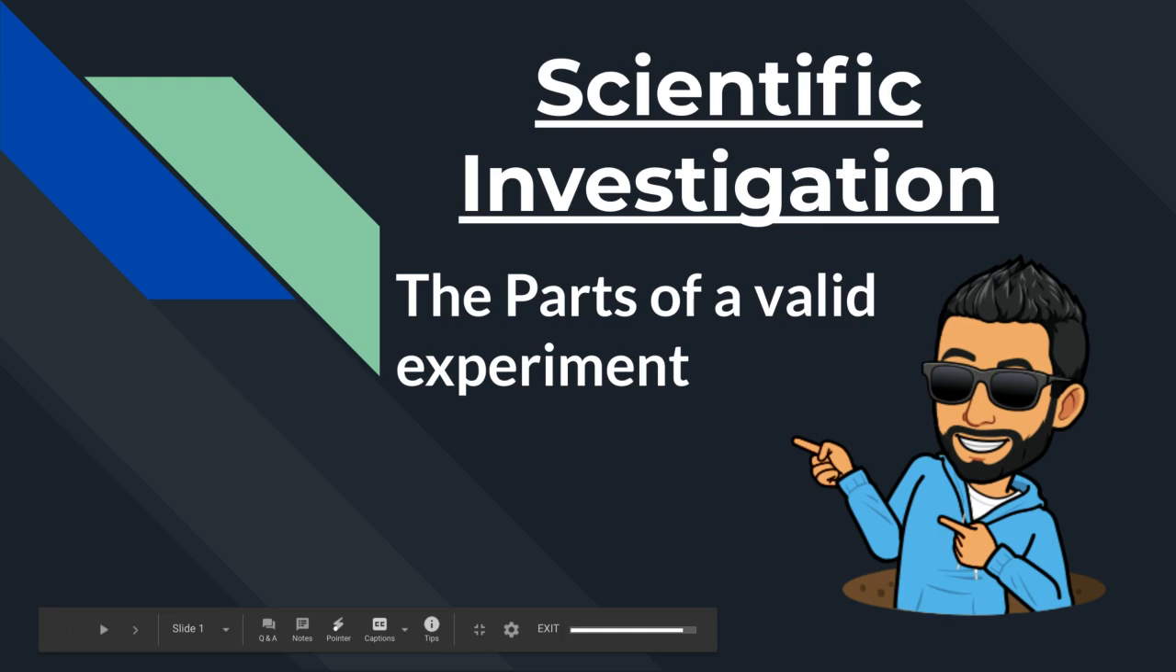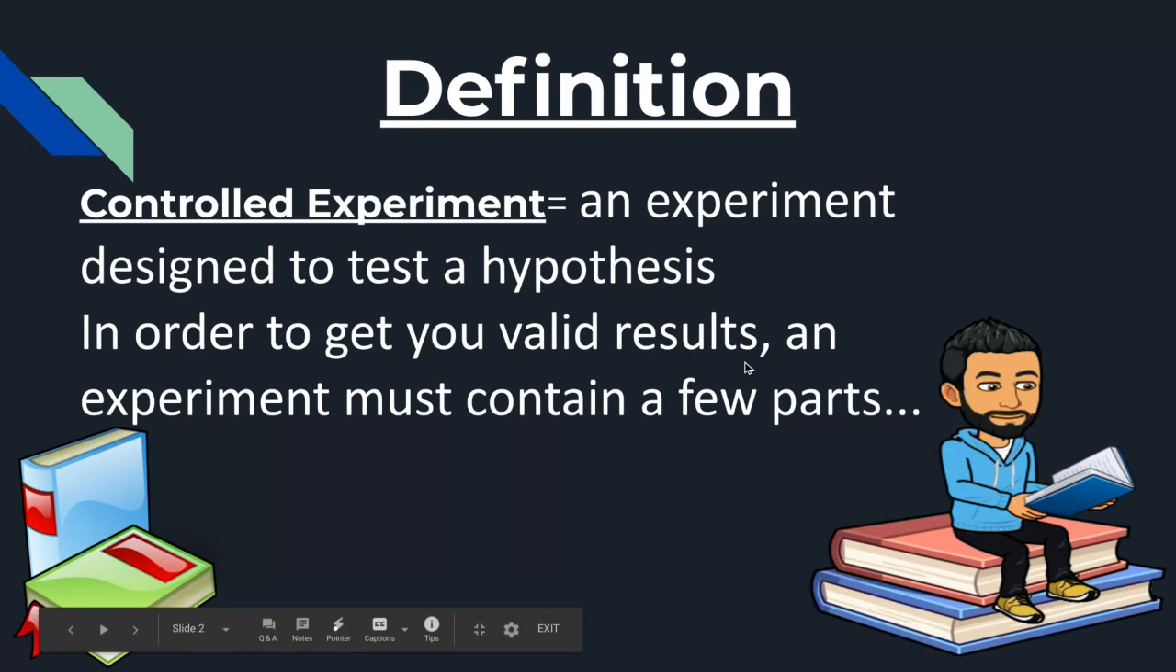Just wanted to walk you through our next slideshow for the next unit, which is on the parts of an experiment, also called a scientific investigation. And the whole idea is if we're going to run an experiment, the experiment should probably be a valid one in order for us to get valid results. So if we want to get valid results, there's a few things we've got to include and a few things we have to do.